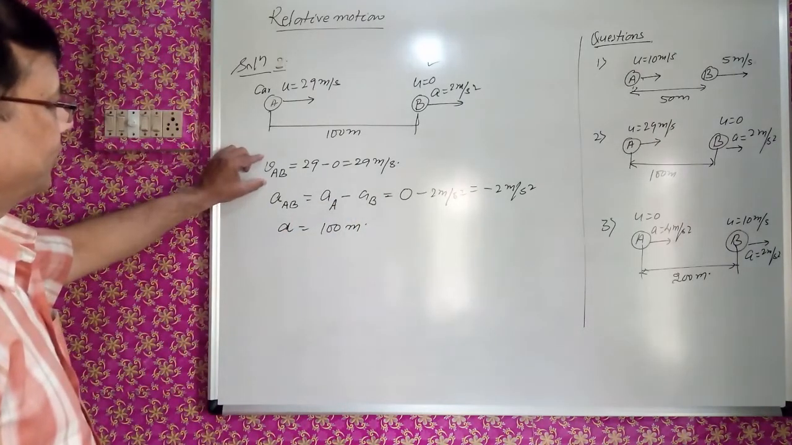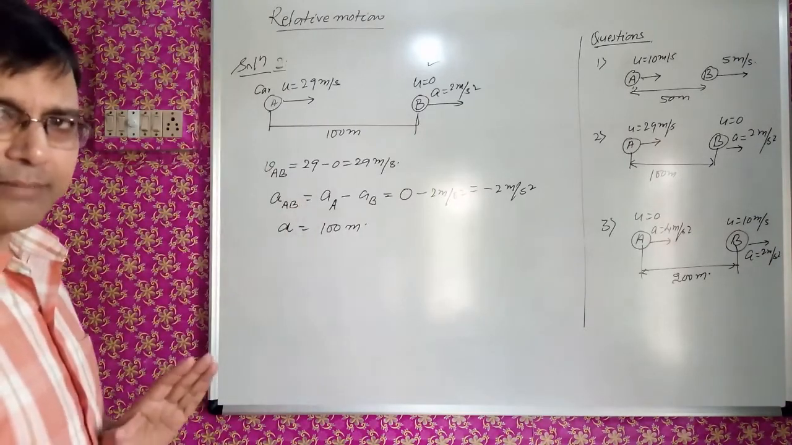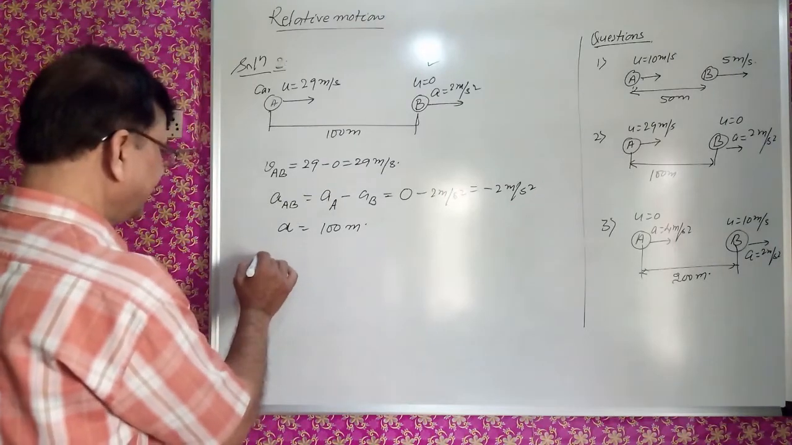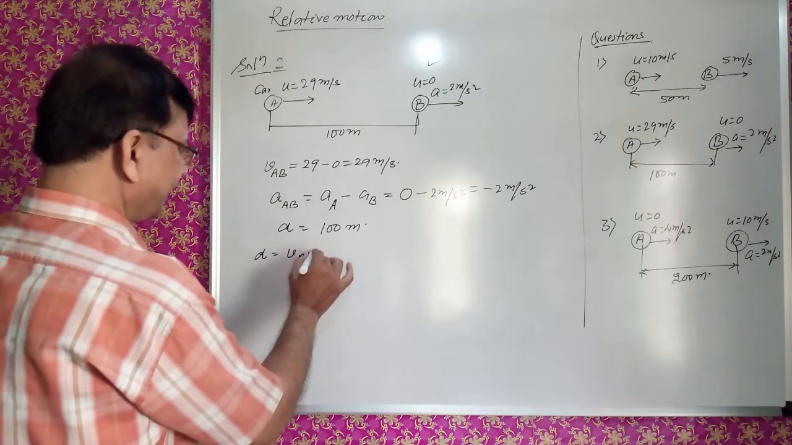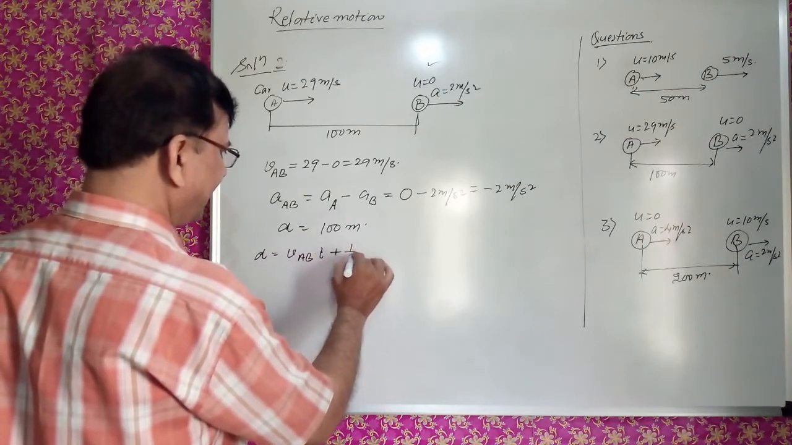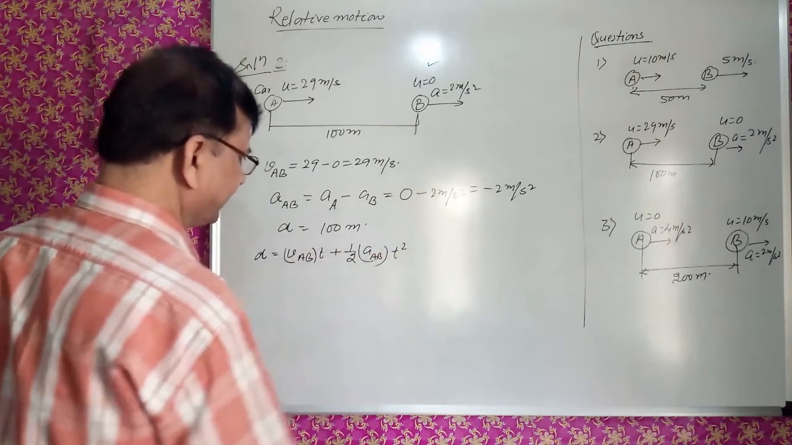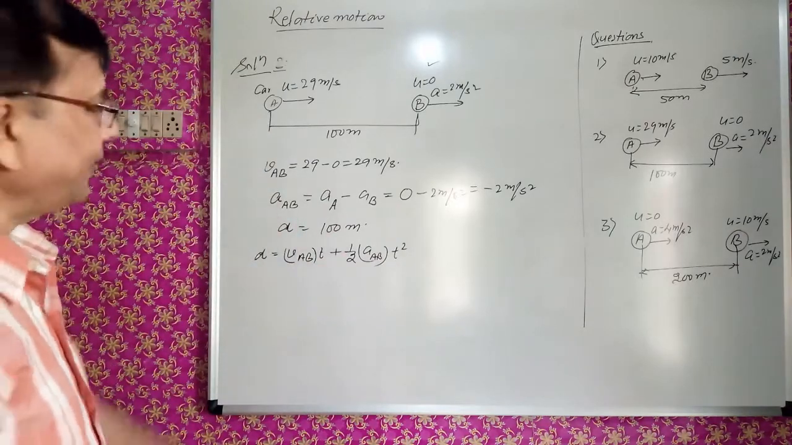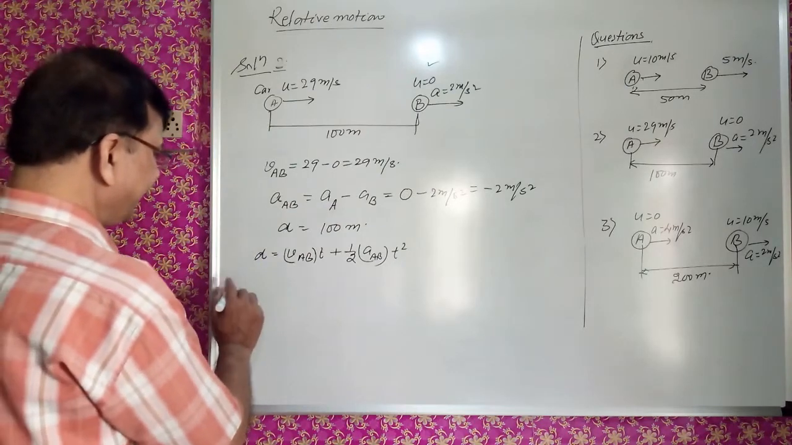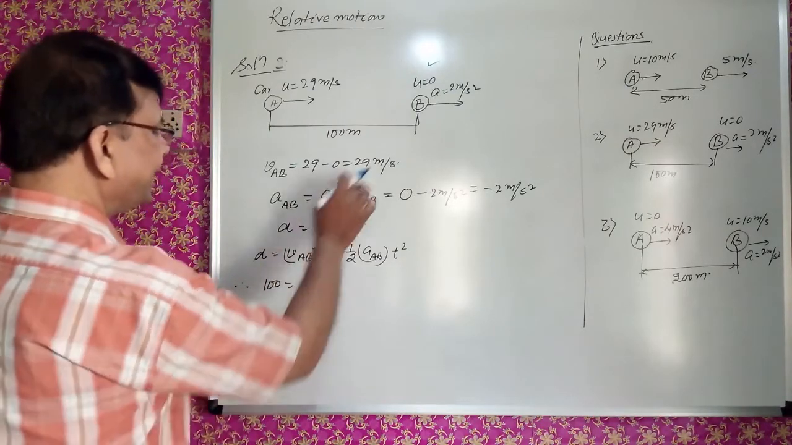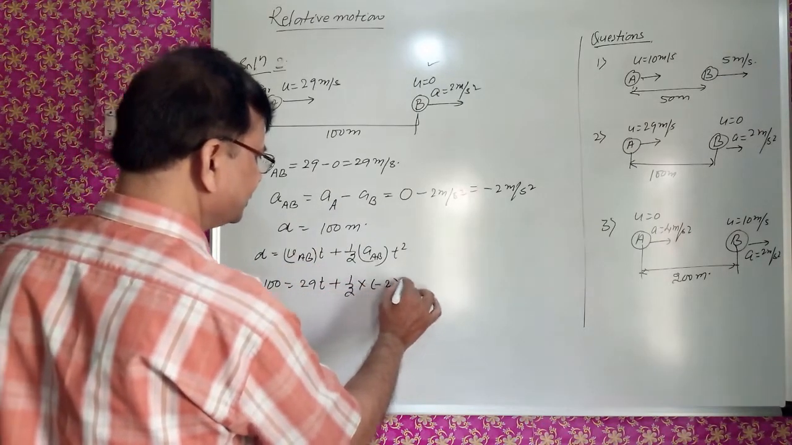So initial velocity is known, acceleration is known, distance is known. Then we can find the time taken. So you will write D is equal to V_AB into T plus half a_AB into T squared. We'll put the values and find the value of T, how much time it will take to reach B, right? So D is 100, V_AB is 29, T plus half into, that is minus 2, T squared.